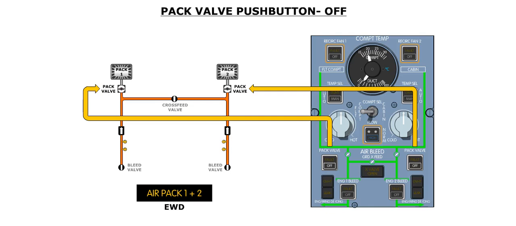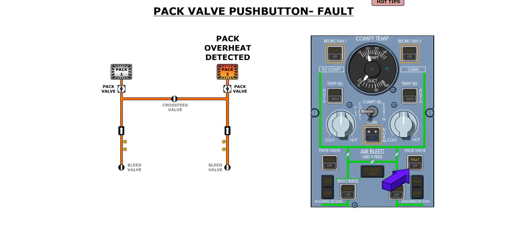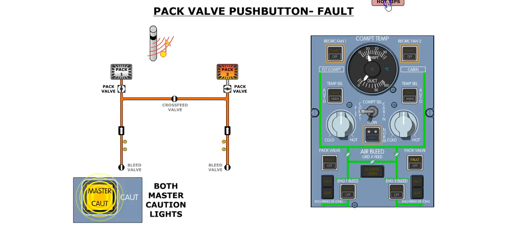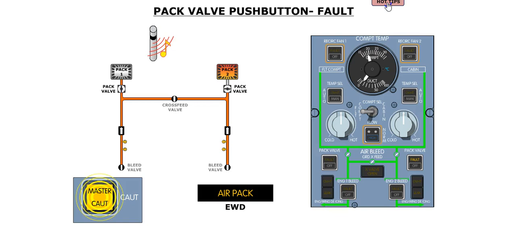The amber fault caption illuminates in the event the associated pack valve position disagrees with the commanded position, or if there is an overheat downstream of the pack compressor. In the event of an overheat, the pack valve will be latched closed. In the event the fault caption illuminates, you will also get a single chime, both master caution lights will flash, and an amber air pack message is displayed on the EWD.